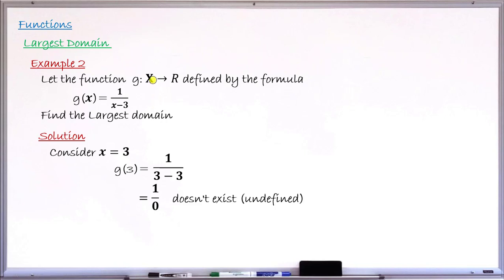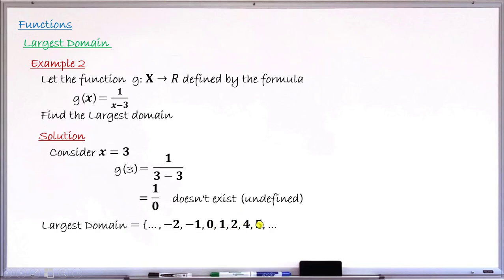All other real numbers, with the exception of this very 3, could be in the set of domain. So therefore, I will now write my largest domain will now be all the real numbers with the exception of this very 3. So I'm going to write it like this, starting from minus whatever number up to minus 2, minus 1, 0, 1, 2. You can see I have skipped 3.